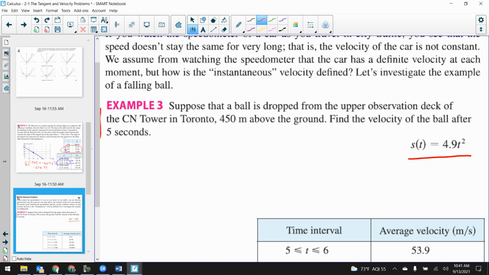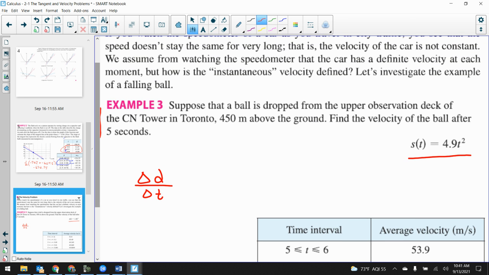So here's what we're going to do. I'm going to find the velocity of the ball at time 5 seconds and then at time 6 seconds, and then find the average of it. Because wouldn't we agree that velocity is change in distance divided by change in time, right? Which should ring a bell back to slope, change in y over change in x. Change in distance divided by change in time.